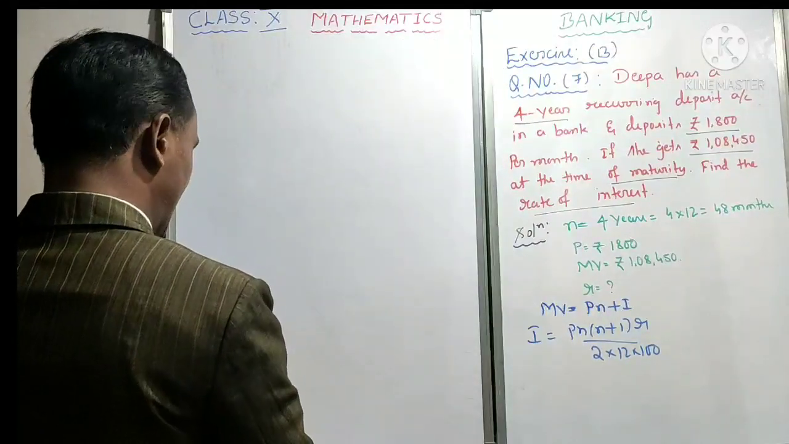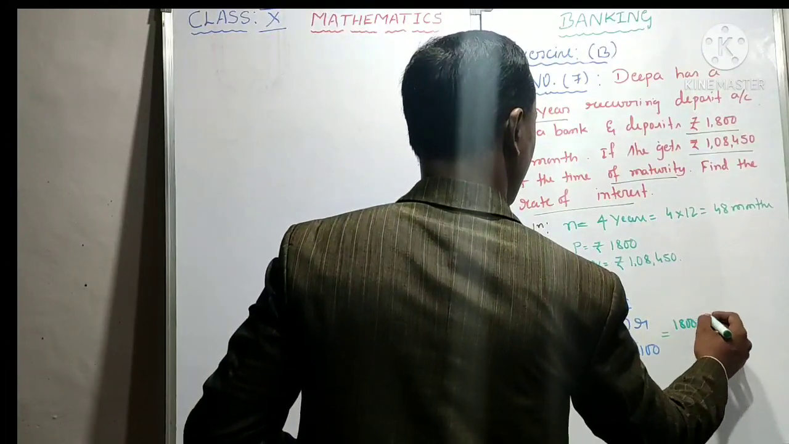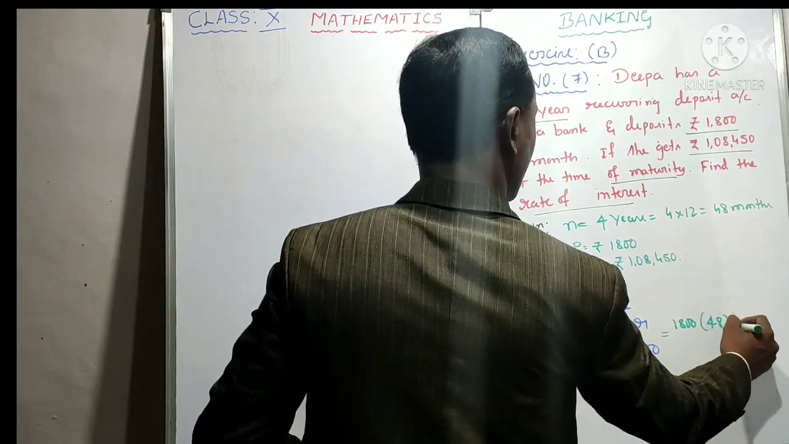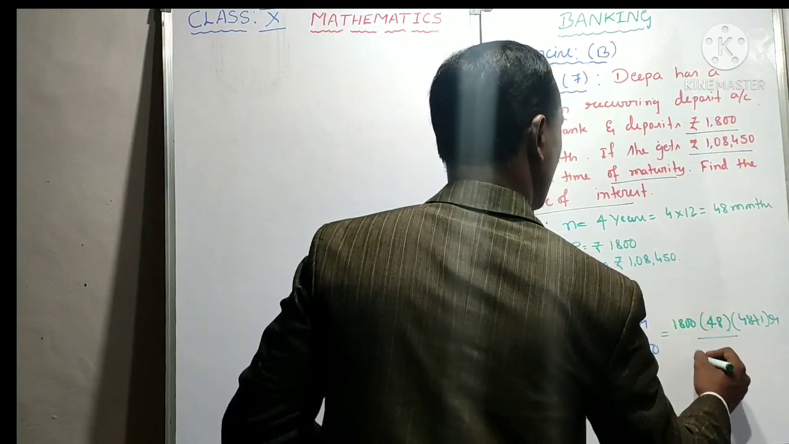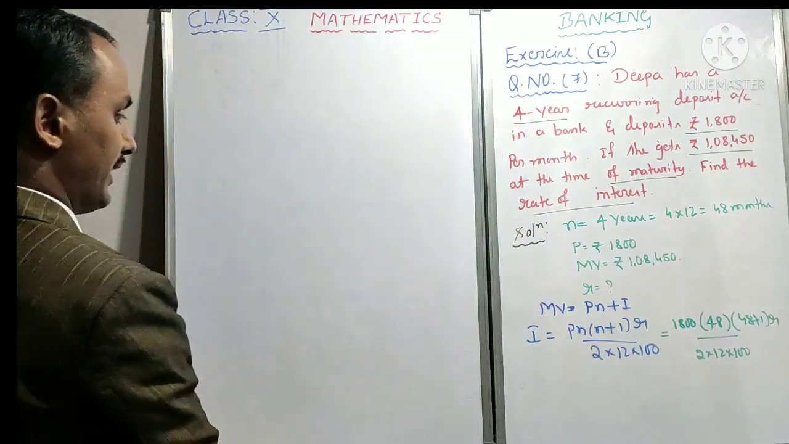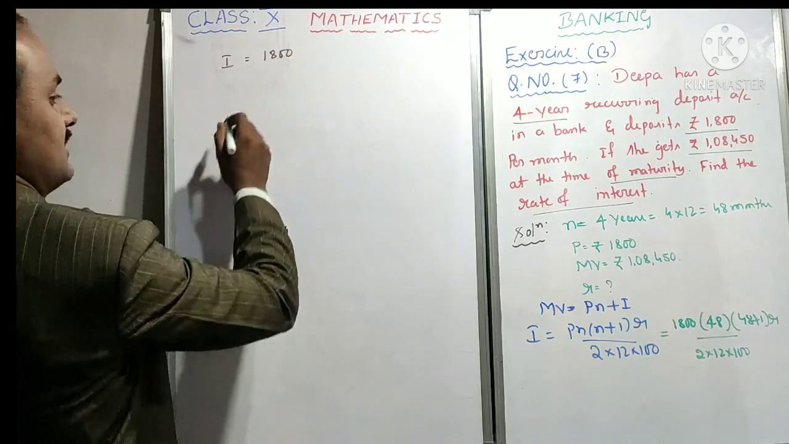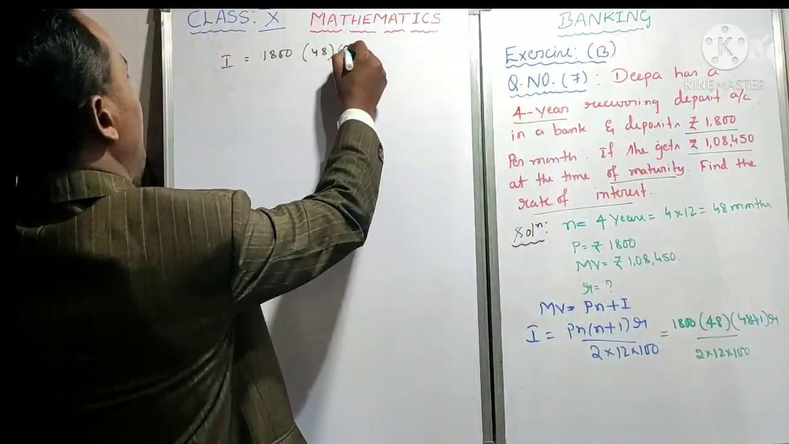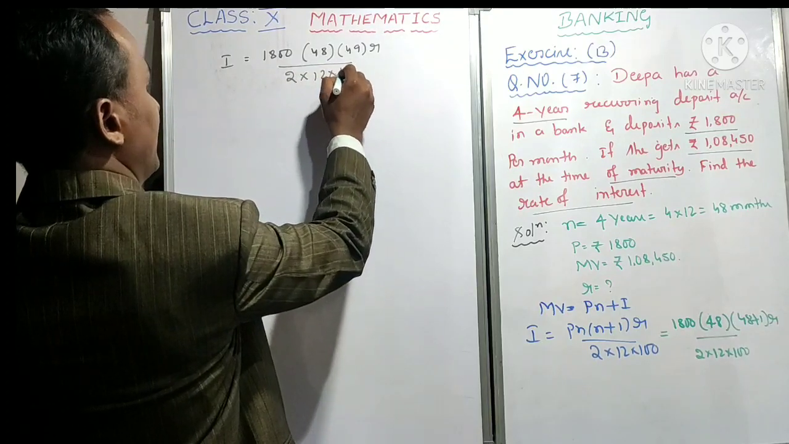Now I will substitute the values. See, what is the P value? 1800. N value is 48 months. Then n plus 1 means 48 plus 1. R we don't know, divided by 2 into 12 into 100. Now I will simplify and write I is equal to 1800 as it is, N value 48, 48 plus 1 became 49, into R divided by 2 into 12 into 100.